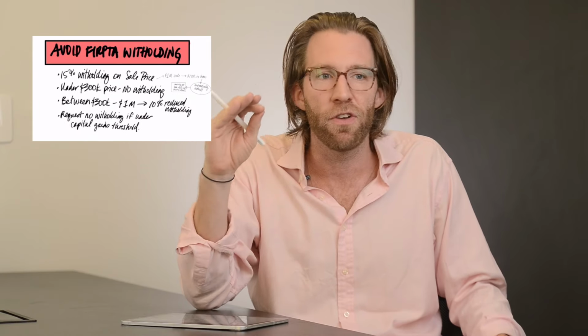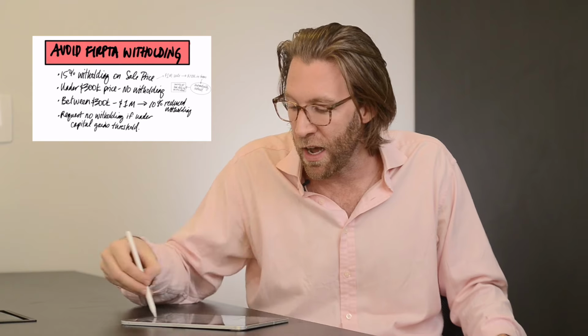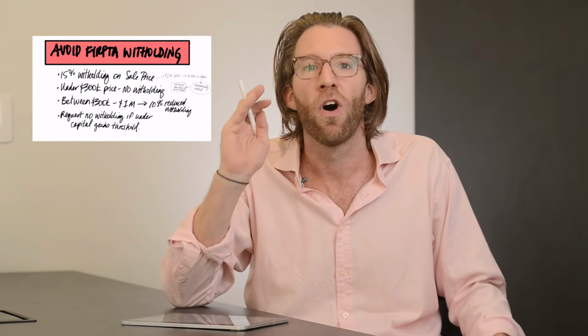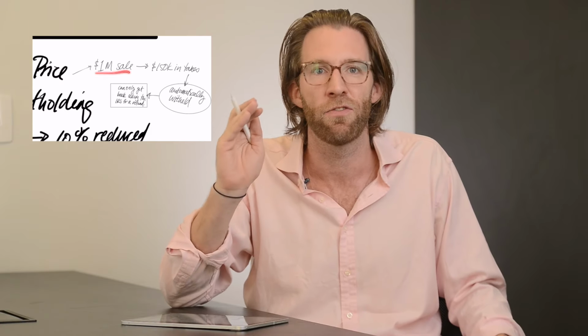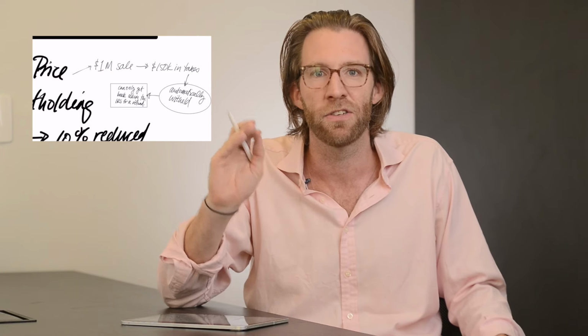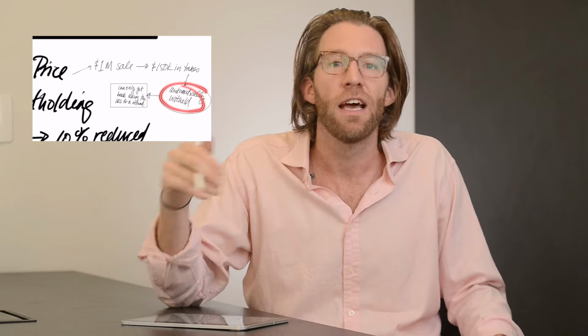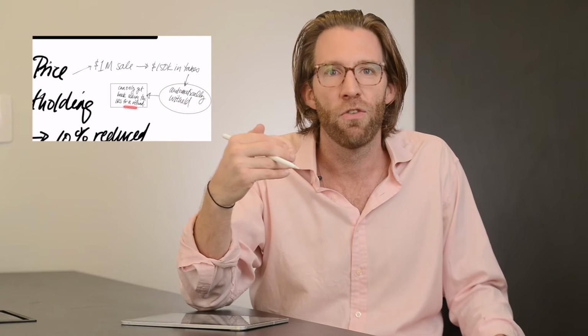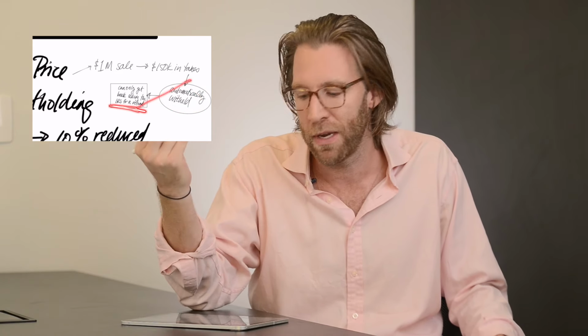Let's go there. The big part about selling as a foreigner when it comes to U.S. real estate is FIRPTA withholding. And so if you don't tax optimize, you're going to get up to 15% withholding on the sales price. So if you're selling for $1 million, that's 15%, that's $150,000 that's going to be automatically withheld, and then you have to go and ask for the refund from the IRS, which is a lot of money to float.